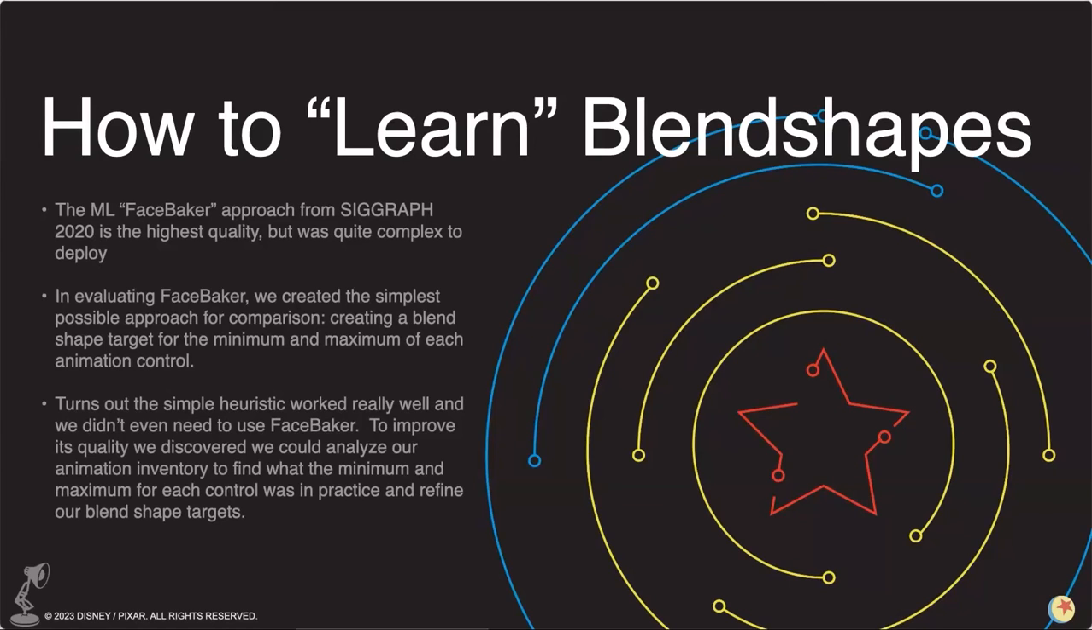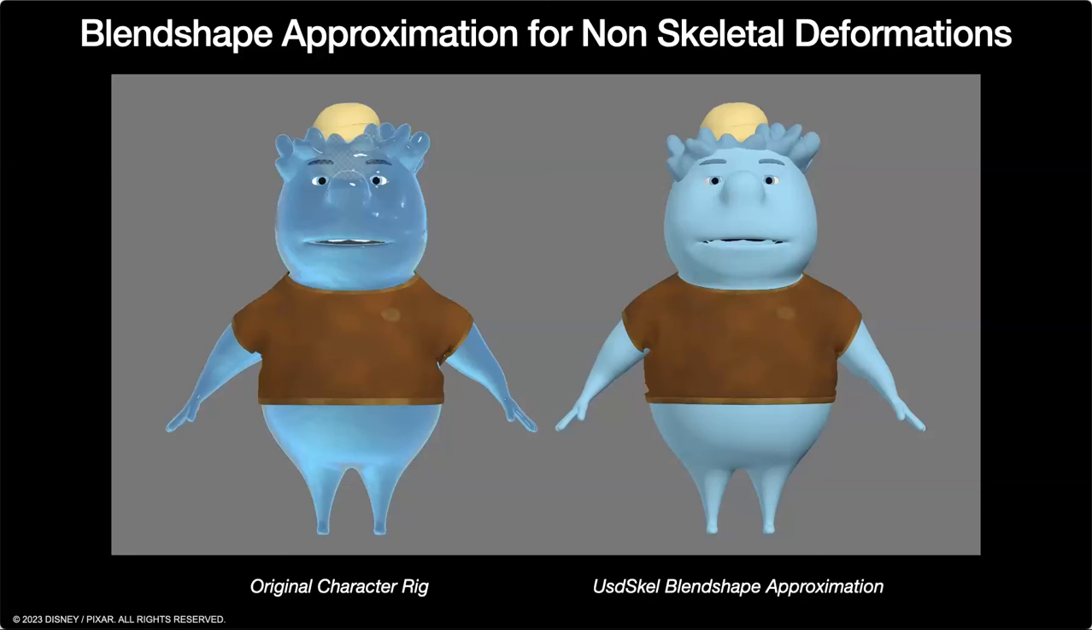The one thing that helped the heuristic was rather than using the true min and max of the control, we looked at the min and max that was actually used in practice by animators to narrow the ranges a little, to be a little more accurate. We also tried in between shapes, but in betweens didn't seem to add much value. Just a simple min and max worked pretty well. And here's how that worked on characters from Elemental.